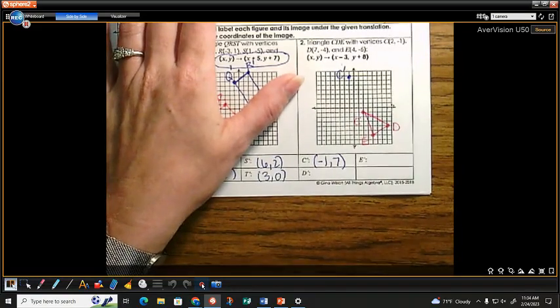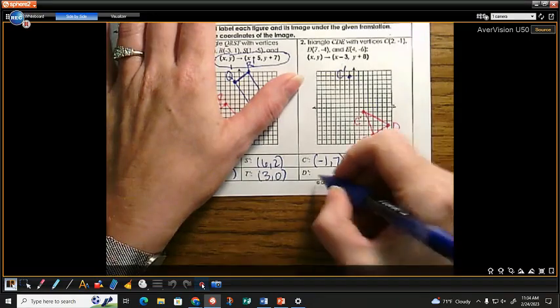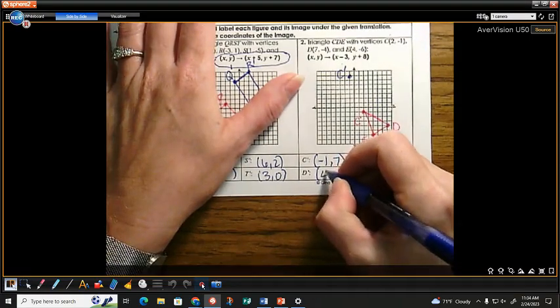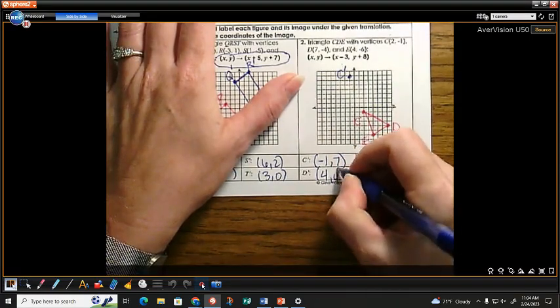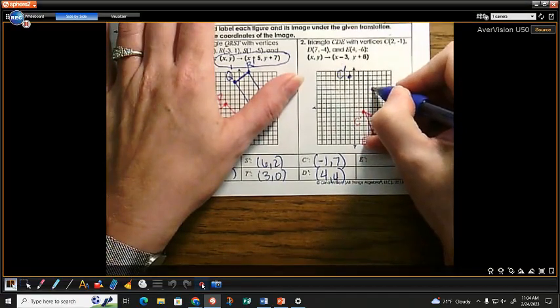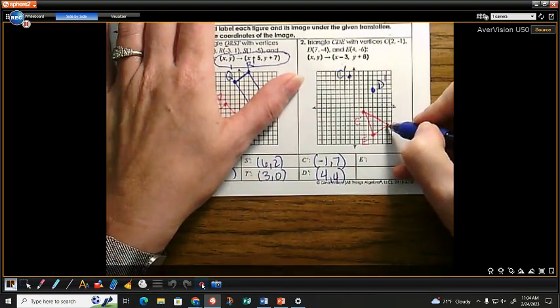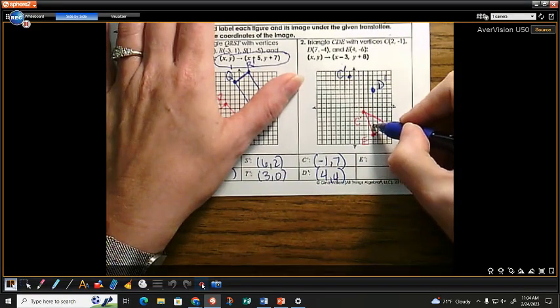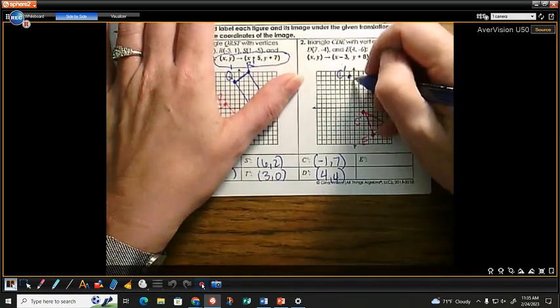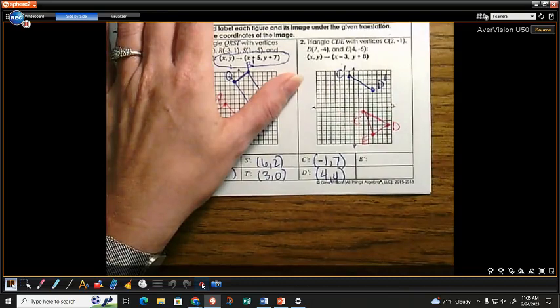Next victim. Who thinks they have D prime? Ibrahim? I'm sorry, I couldn't hear you. 4 and 4. Let's see. 4, 4. 1, 2, 3, 4. We think that's D prime. Let's see. Did I go left? 1, 2, 3, and up 8. Looks pretty good to me. And that side looks like it's pretty much in the same position.